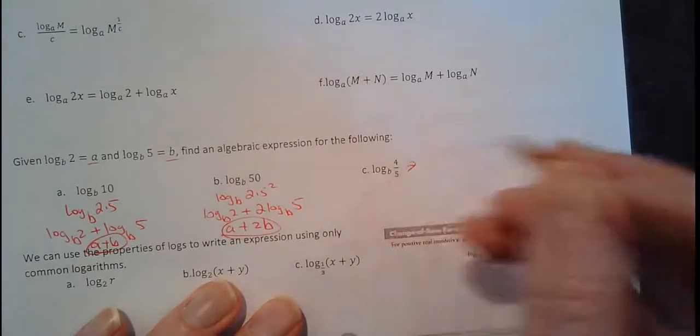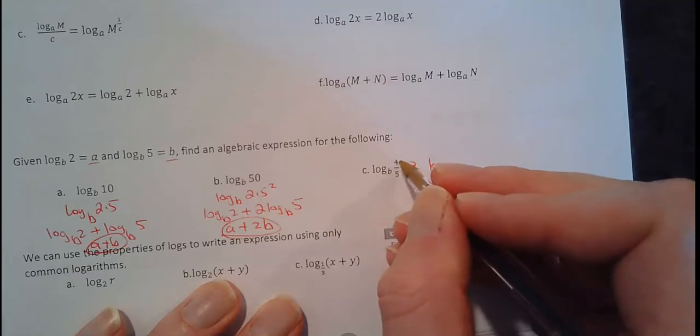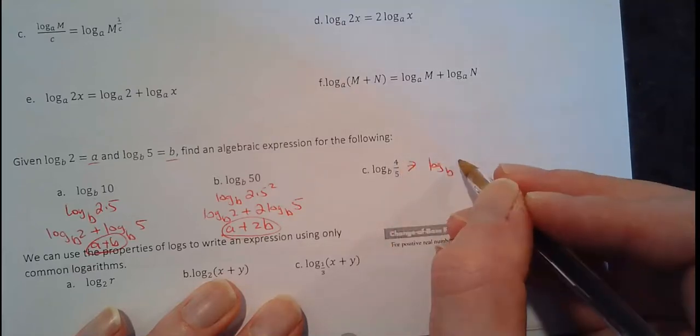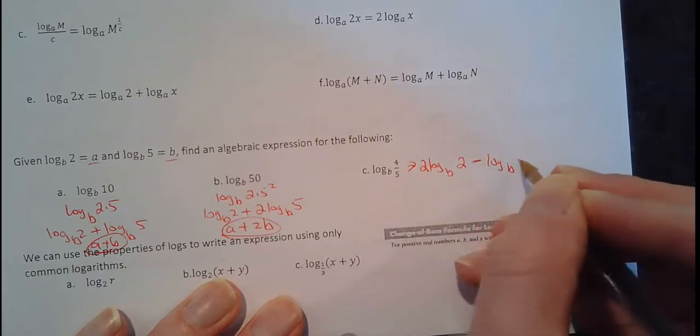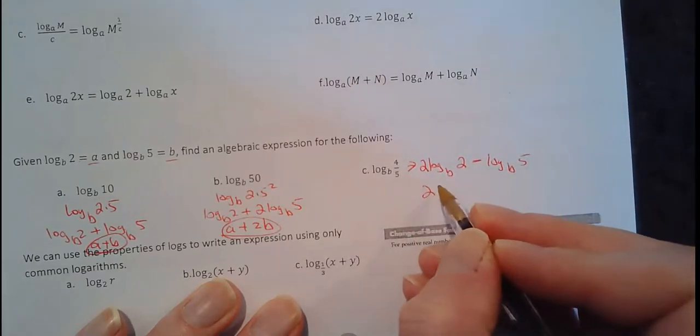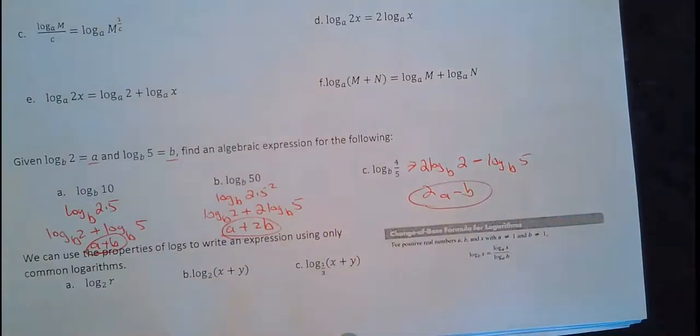This one here, log base b of 4. I could say 4 is the same thing as 2 squared, so put 2 out front, minus log base b of 5. So this would be 2 times a minus b. So 2 times a minus b.